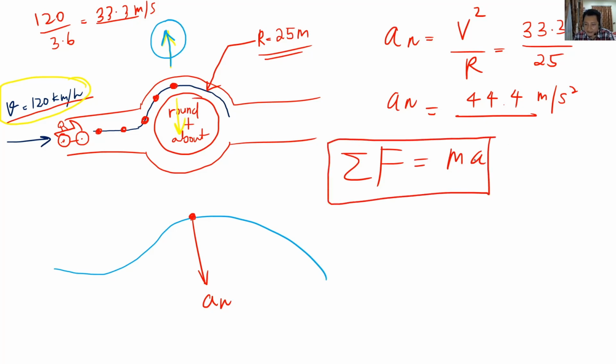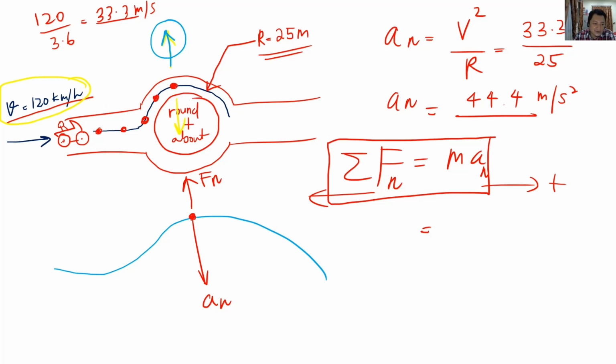F sama dengan MA. So kalau F normal sama dengan MA normal. So nampak tak? A sebelah kanan, F sebelah kiri. So kalau A turun bawah, F akan naik atas. This is something called F normal or centrifugal.